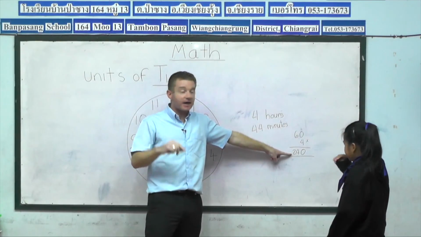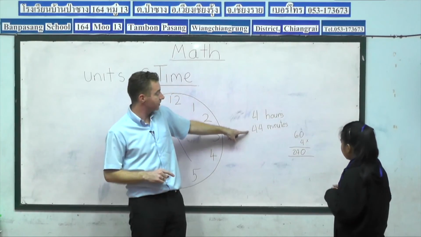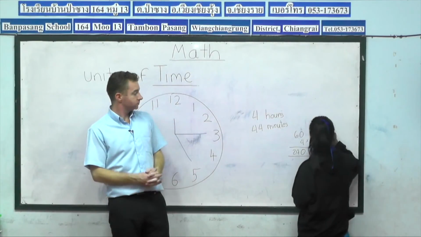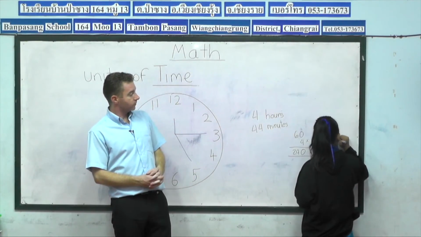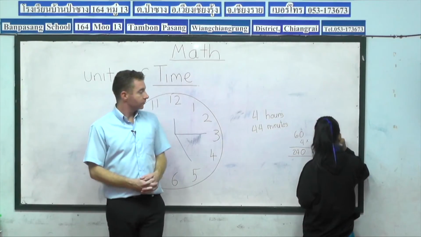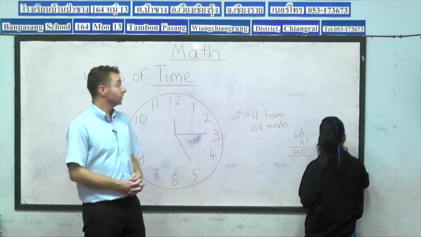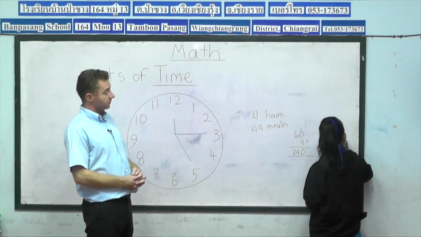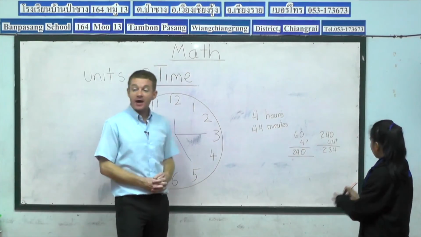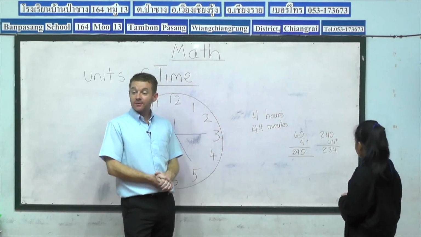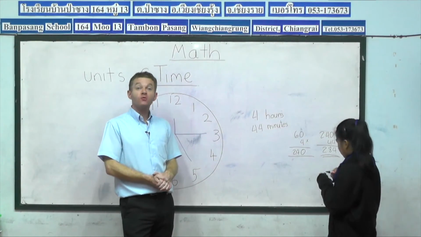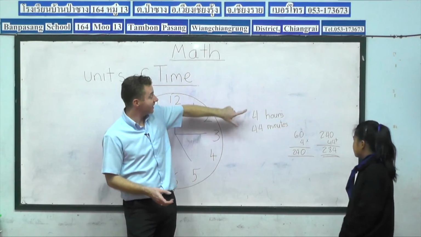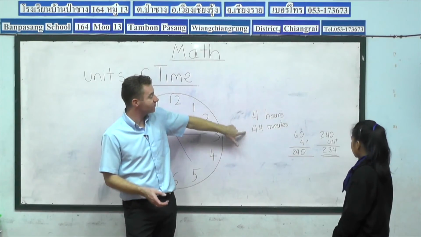But we're not finished yet because we have some minutes to add. So now 240 plus 44. Excellent, Michael. Excellent. So now we've got our answer. What's our total? 284. And that's how we work out the amount of minutes in 4 hours and 44 minutes.